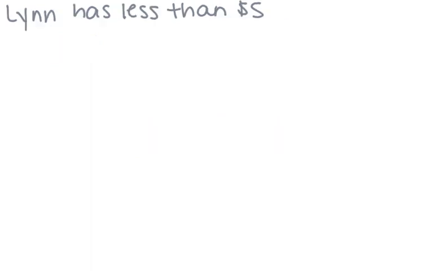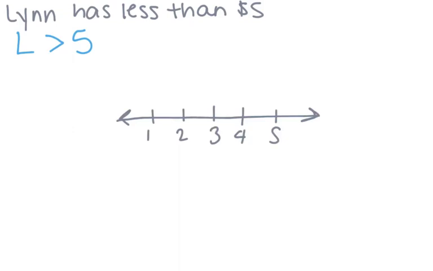And lastly, we have Lynn, who has less than $5. So I'm going to use the variable L, less than 5. So our inequality is L is less than 5. So now we can plot our point on our number line. It is an open circle because it is not equal to, and then we draw our arrow.